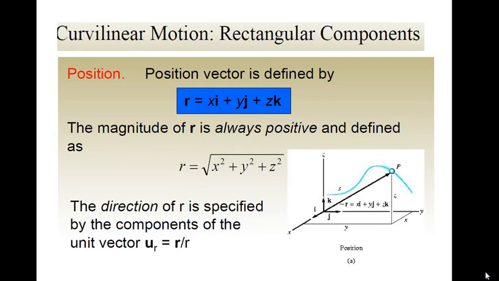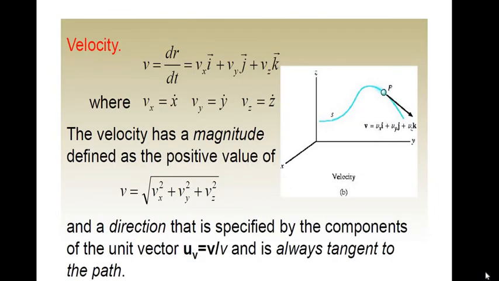The direction of r is specified by the components of a unit vector ur is equal to r upon r. Now velocity. Velocity is given as dr upon dt is equal to vxi plus vyj plus vzk. The velocity has a magnitude defined as a positive value of v is equal to root of vx square plus vy square plus vz square, and a direction that is specified by the components of a unit vector uv is equal to v upon v and is always tangent to the path, as shown in the figure.